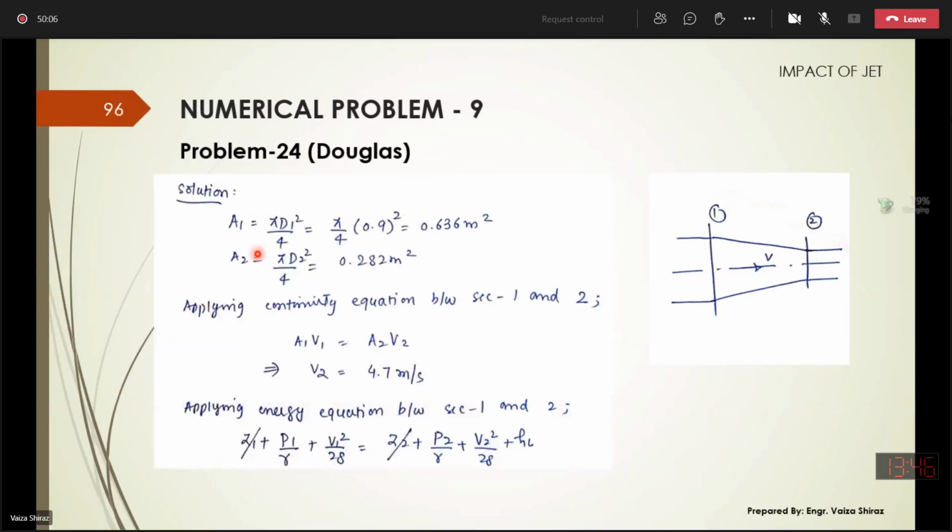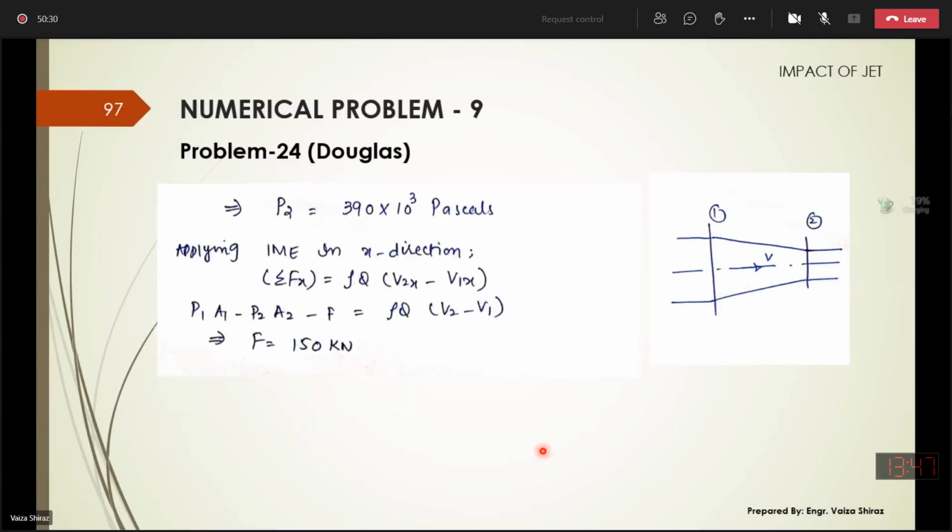So first of all, find out A1, A2. Apply the equation of continuity to find out V2 और एक parameter रहेगी आपके पास P2. For that you can apply the energy equation. So make sure flow is from section 1 to section 2. So you will add the head loss in section 2. इसकी value आपको given है. If it is not given, take it as 0. And this is your P2. Put the values in the equation and this is your f value. Okay.